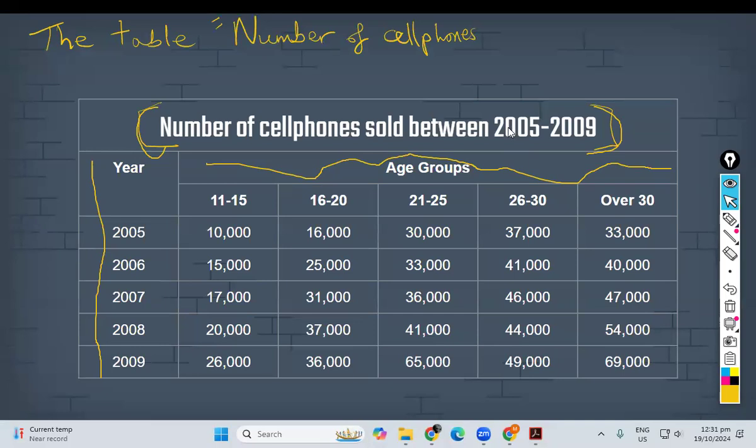All right, so number of cell phones sold between, I see the title has the date in it already, 2005, the years, right, to 2009, shows. Now, do I repeat? So if I say shows cell phone sales or cell phones sold, do I have to repeat from 2005 to 2009? How could I avoid repeating that?